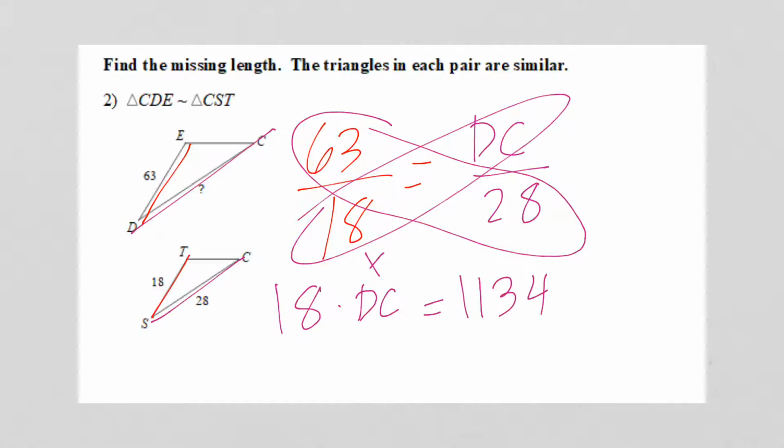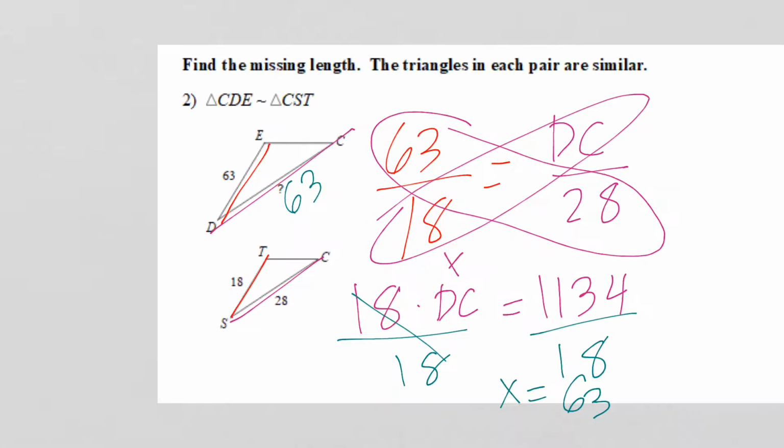1,134. Then I know I have to divide by 18, so I can solve for DC or X. And when I divide 1134 by 18, I get 63. So that means that DC has to equal 63 in order for my 2 sides to be proportional.